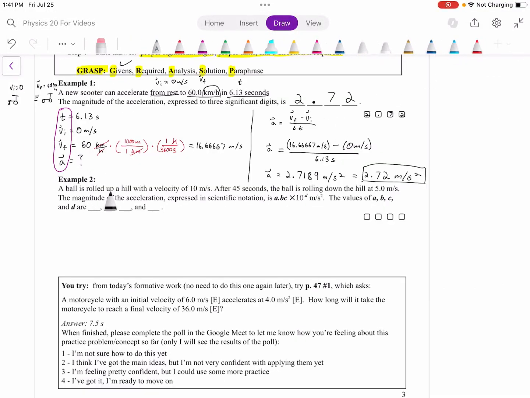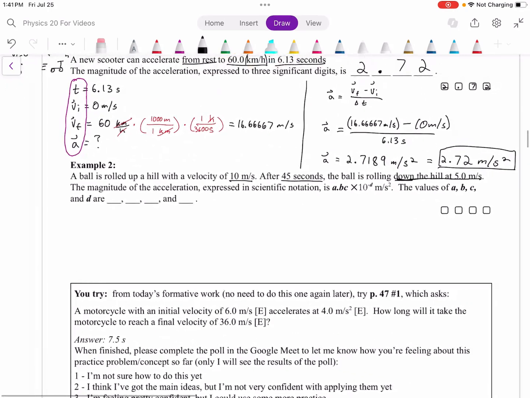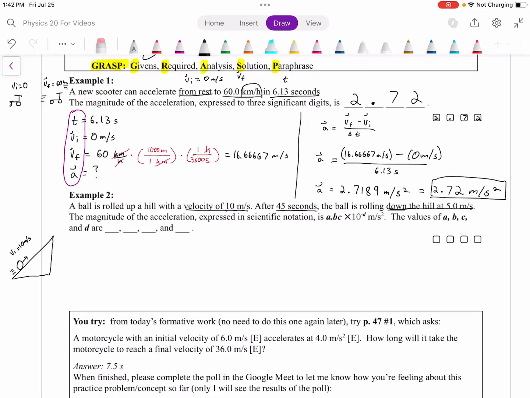So a ball is rolled up a hill with a velocity of 10 meters per second. After 45 seconds, the ball is rolling down the hill at 5 meters per second. Okay, let's just quickly draw a diagram to get our bearings here. Make sure we're not missing anything. So the ball is rolled up the hill initially with a velocity of 10 meters per second. Now, after 45 seconds, the ball is rolling down the hill.